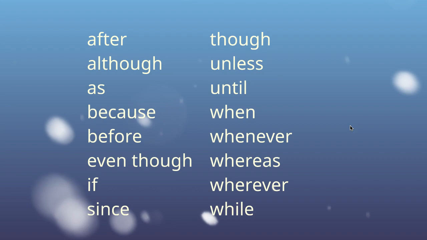So they're in alphabetical order, all the way through. After, although, as, because, before, even though, if, since, though, unless, until, when, whenever, whereas, wherever, while. If you start a sentence with one of those words, it should be a complex sentence. While I was in English class, period, is not a complete sentence, because we need to know what happened while you were in English class. After I left English class, not a complete sentence, because I need to know what happened after you left.